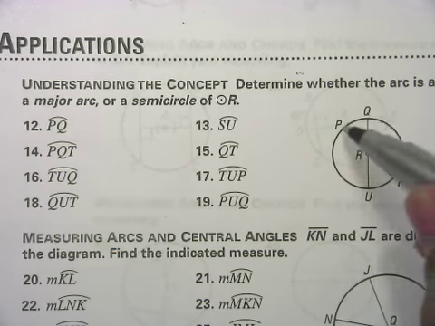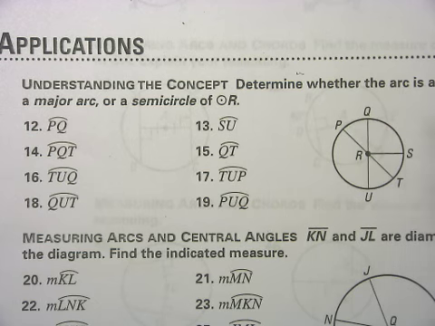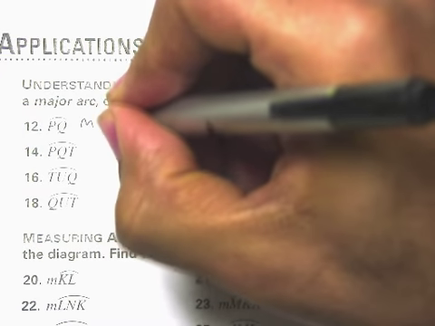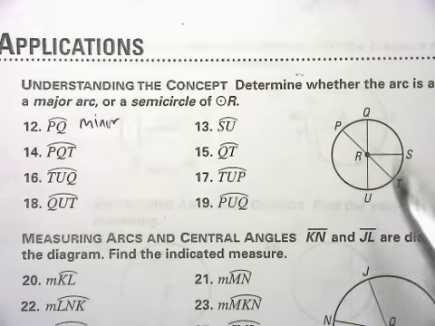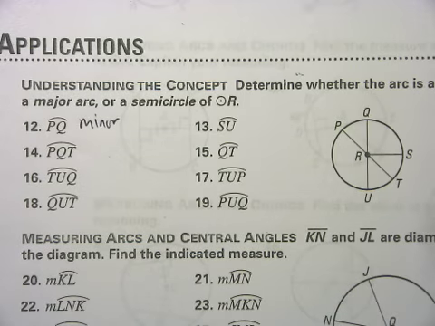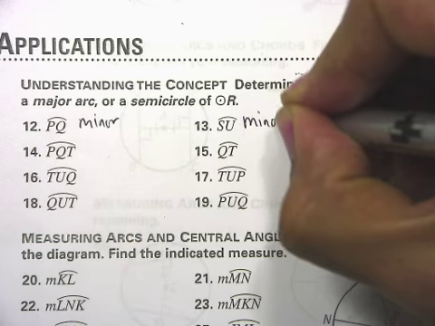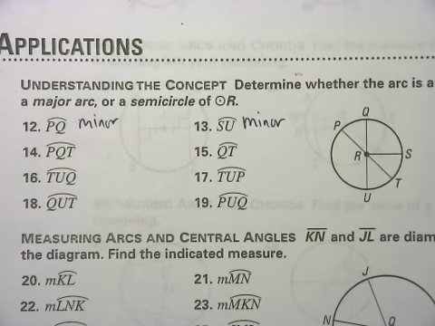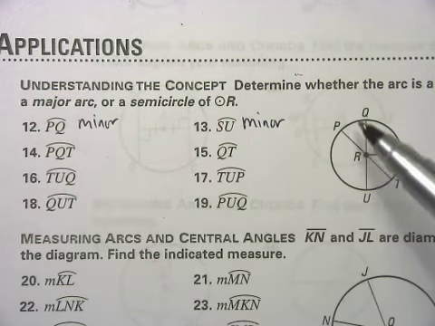Arc PQ. Well, PQ is less than half the circle, so we know that it is a minor arc. Let's take a look at arc SU. Arc SU, again, its endpoints are not a diameter, it's less than half the circle, so it is also a minor arc. Let's take a look at arc PQT.